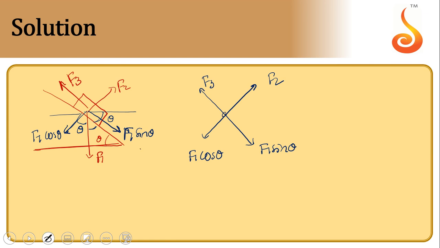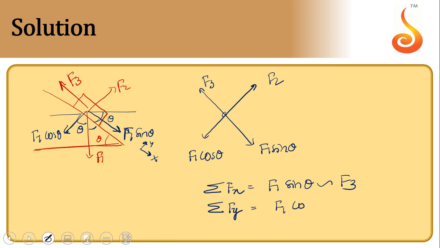Thus, if this is selected as x-axis and this is selected as y-axis, net force along x-axis is going to be F1 sine theta difference F3. Likewise, net force along y-axis is nothing but F1 cos theta difference F2. This is the net force.